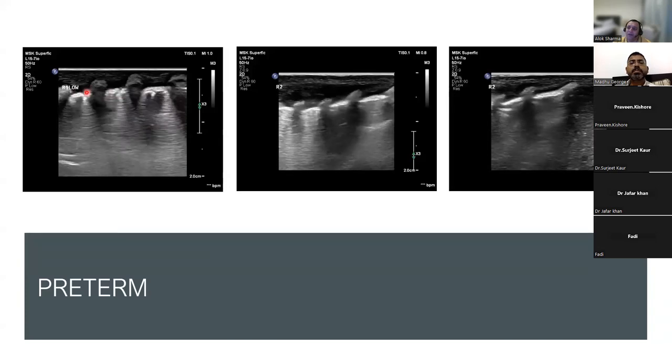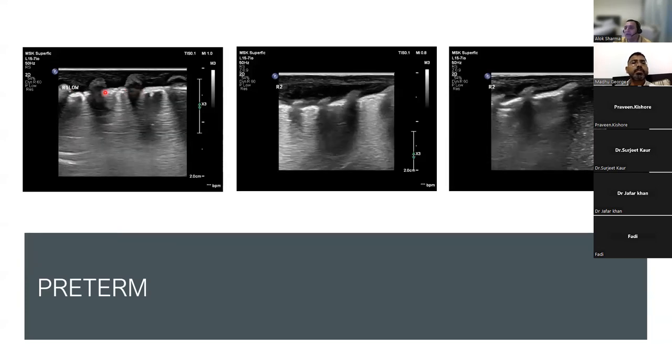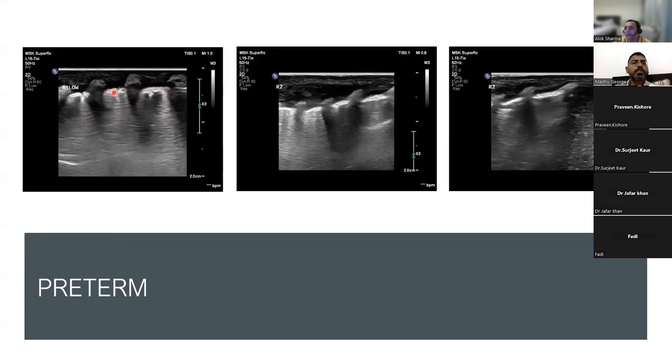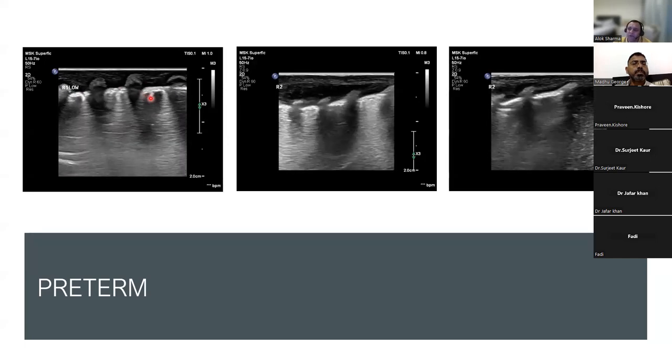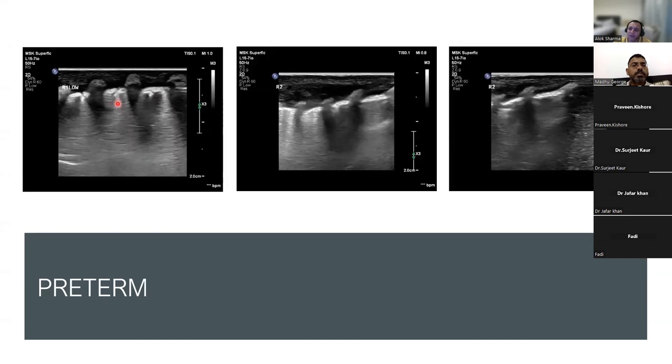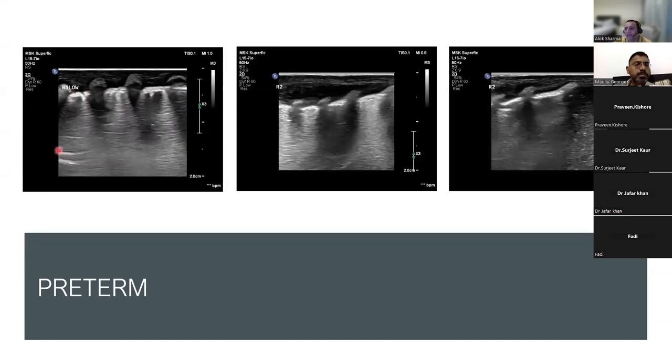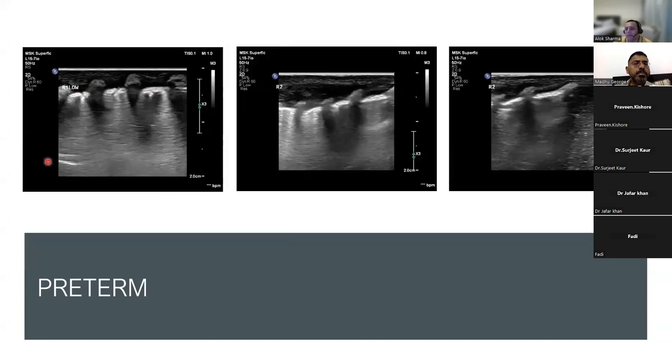But if you look at this, this is a preterm baby. Pleura is discontinuous. It's irregular. And you can see subpleural consolidations here. These are not comet tails. They are more than 5 millimeters. Now, again, I'm just giving you an example of I've got good depth penetration up here. I can see the image all the way down.